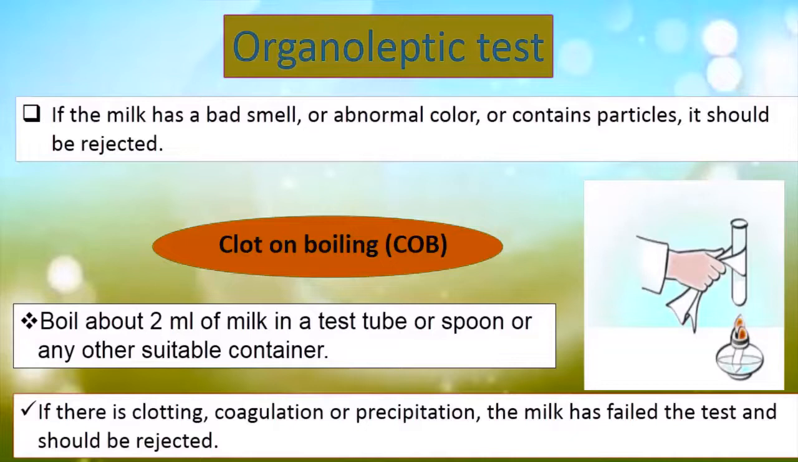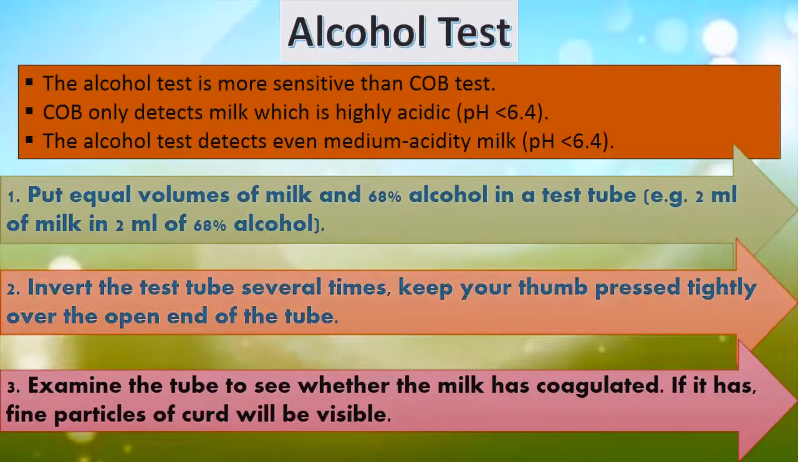Next slide is about alcohol test. The alcohol test is more sensitive than the COB test. The COB only detects the milk which is highly acidic. Example, pH level is less than 5.3. The alcohol test also detects even the medium acidity milks. Example, the pH level of the milk is higher than 5.3. Therefore, the milk which passes the COB test may fail the alcohol test.